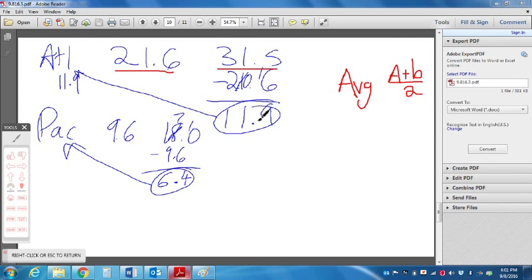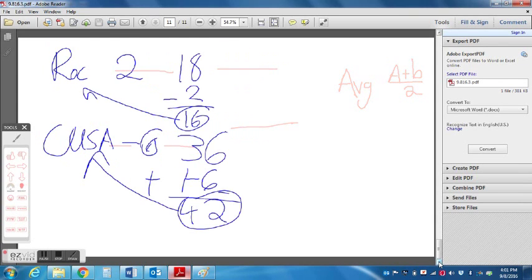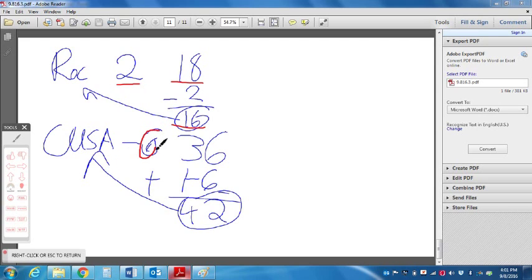So with the Atlantic, if we subtract the lowest temperature from the highest temperature, so we take highest temperature minus lowest temperature, in this class we got 11.9. Sorry, I'm a little behind the video here. For Rockaway, we got a 16-degree difference. Central USA, that's a 6 there, minus -6. Remember, when you subtract a negative, it's the same as adding a positive.